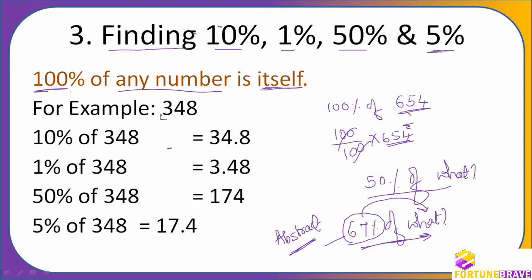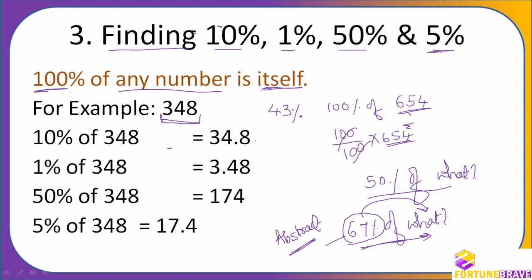For example, if I take 348 as the base number, and I want to find 43 percent of it, normally what I will do is 43 divided by 100 times 348. Now, can we do it in a different way? That is what we are going to learn here.